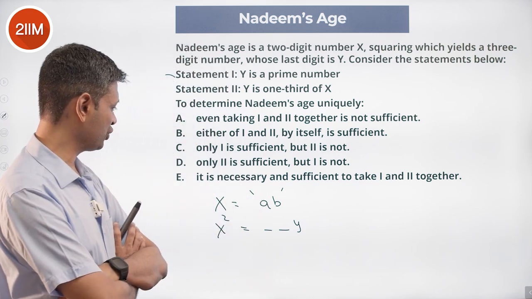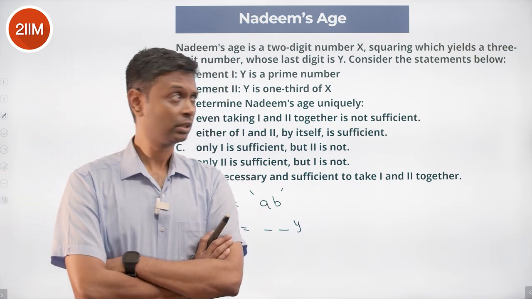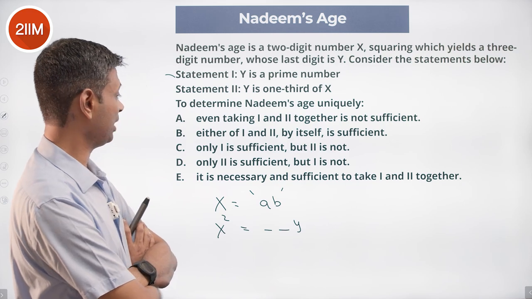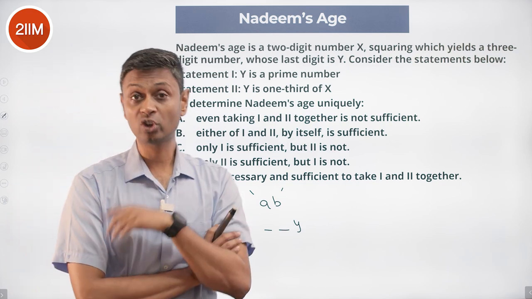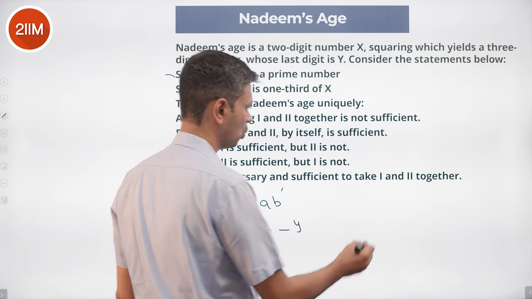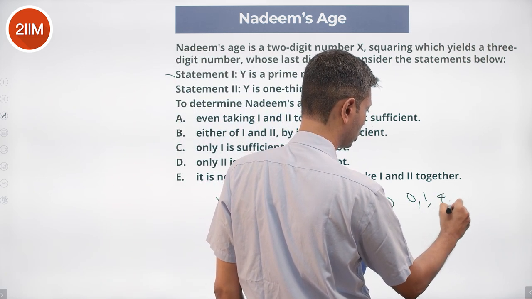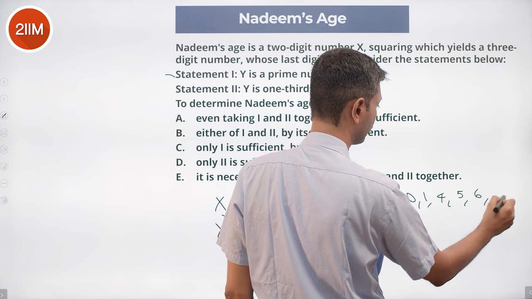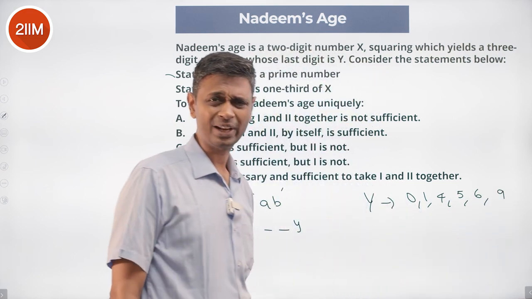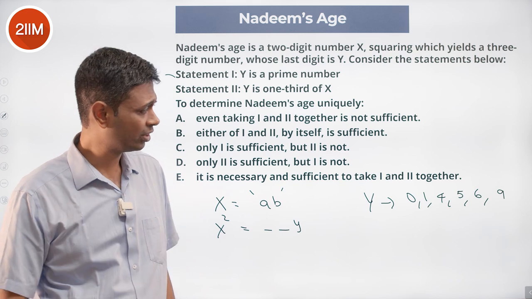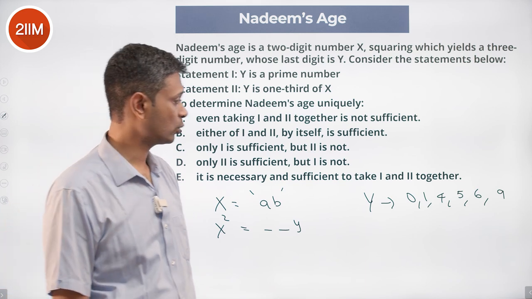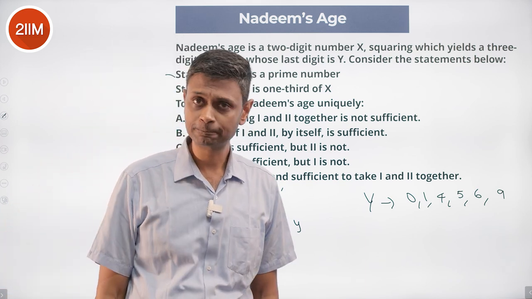X square is a 3-digit number that ends in Y. Right? Now, Y is a prime number. A perfect square ends in Y. That means Y should be 0, 1, 4, 5, 6, or 9. No perfect square ends in 2. No perfect square ends in 3. No perfect square ends in 7 or 8.